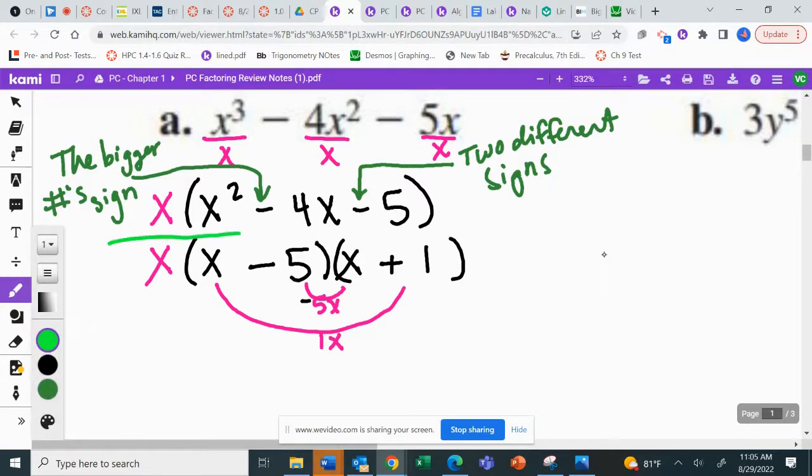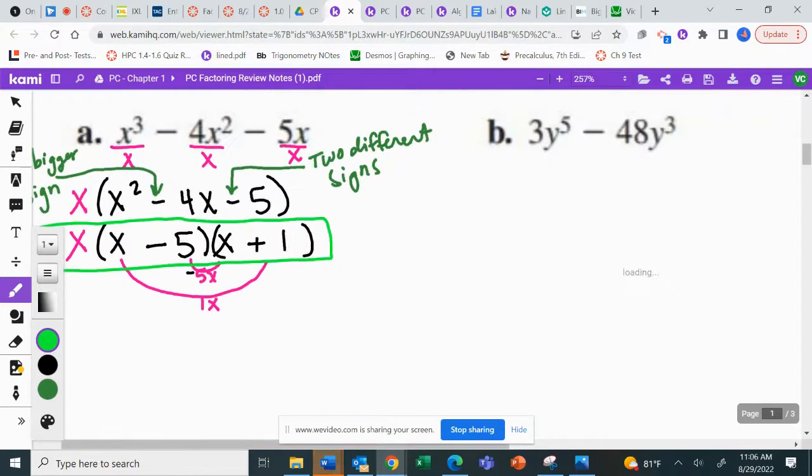So we have our final answer, and I'm saying final. I didn't go back and check my binomials because I forget to do that since I've done it so many times. I know that these can't go further because they're linear. They just have a power of 1, so they can't factor any further. I do that subconsciously. I don't even have to look at it. I know they're linear, so I forget to remind you guys about that last step there.